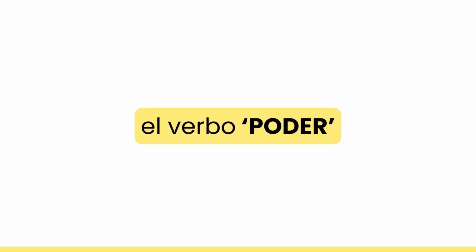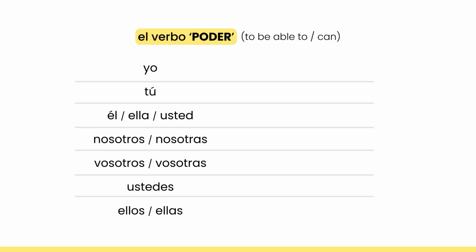In today's lesson, we have another yellow lesson, which means that we will have a look at another verb. And the verb that we will learn today is the verb poder. And the verb poder in English means to be able to or can. So as always, we will look at the different conjugations of the verb poder. And if you want to, you can stop the video here and copy this table so that you can fill it in yourself as well.